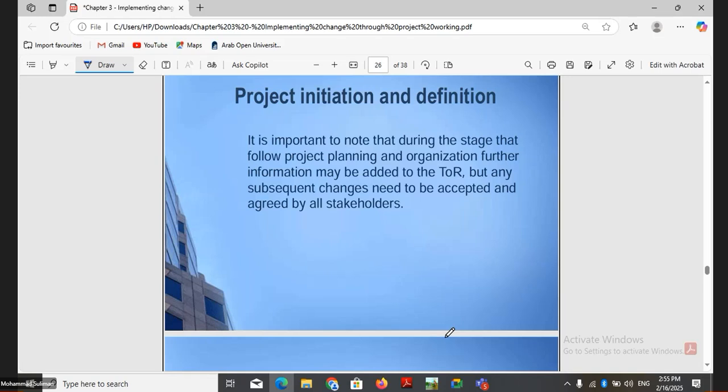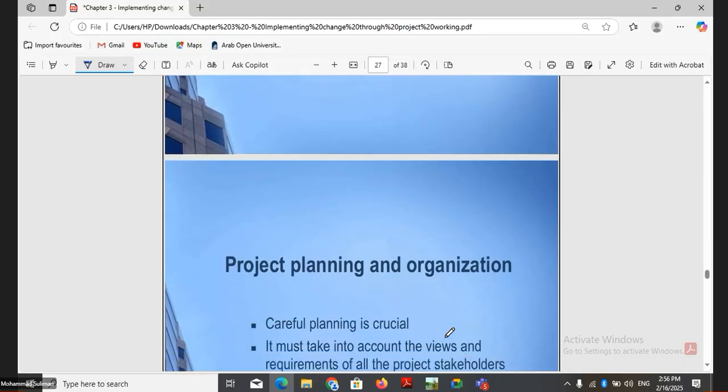The next point is that it is important to note that during the stages that follow, project planning and organization, further information may be added to the terms of reference, but any changes must be accepted by the stakeholders. So it is not that you have the TOR after initiation and definition and you cannot change it. At the next stage, in the planning stage, something new or updated can be added to the terms of reference document, but it must be agreed by all the stakeholders: the investors, the customer, the developers. So this means that the TOR can be updated.